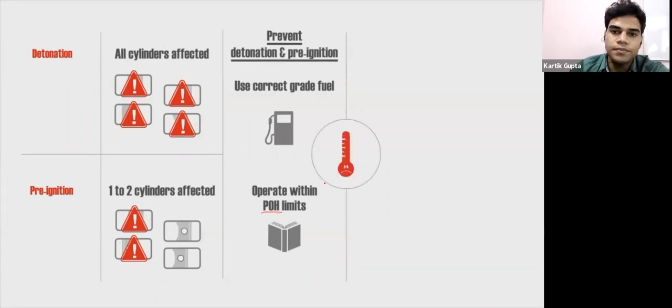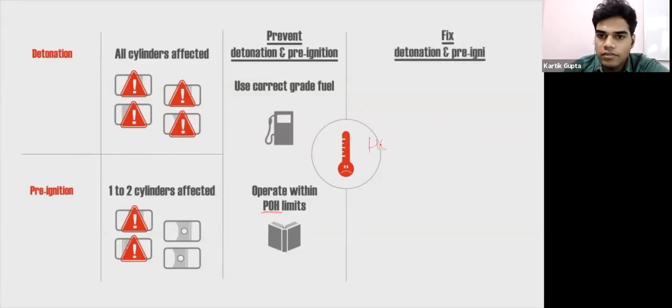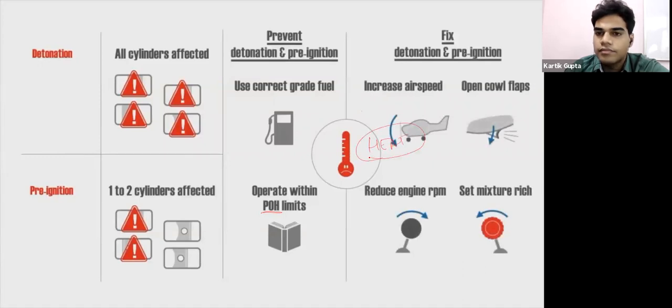Excessive engine operating temperature is the key cause of both detonation and pre-ignition. So, heat. To fix this situation, increase airspeed to generate better engine cooling, open cowl flaps, reduce engine RPM, and set mixture to fully rich. This will cool down the engine.